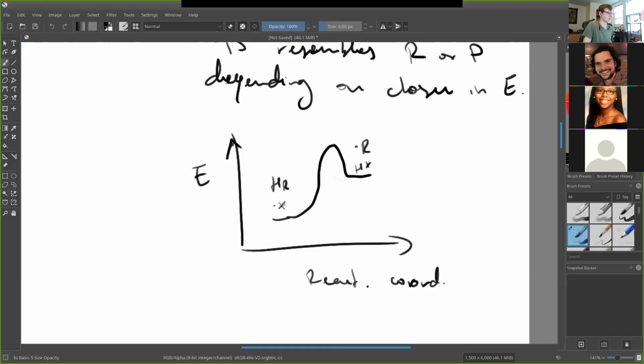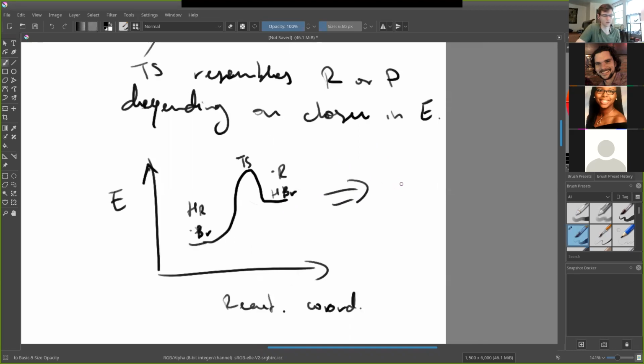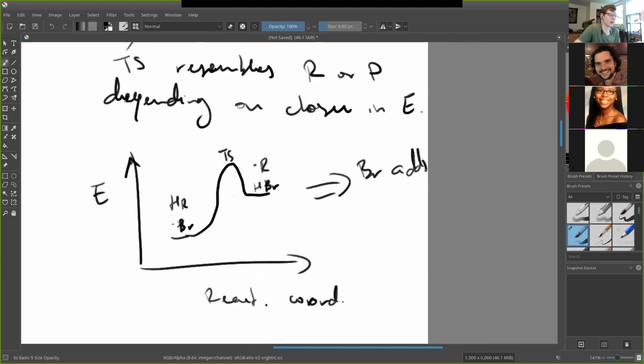Okay, I should have written bromine instead of X. Okay, so here there's that transition state. Maybe I'll use what might be more familiar for this course, which is just say TS. Yeah, so this transition state will be more like the product over here, meaning its stability will be determined by whatever is most stable on the product side. Okay, so this is all to say that bromine brominates selectively.